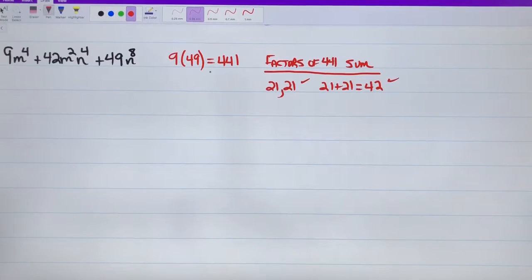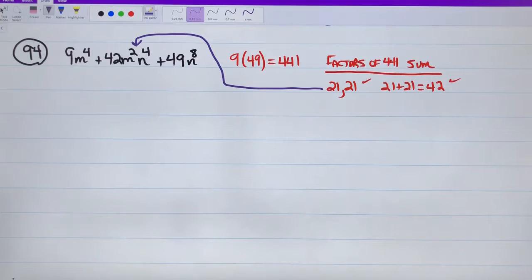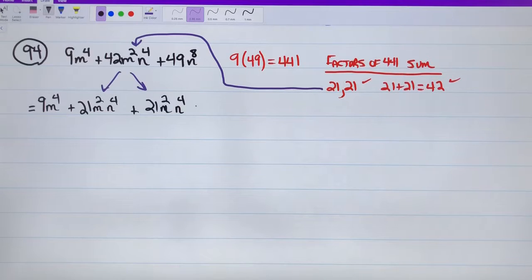So you got 21 and 21, and we can take these values and split up what we have for the middle term. Just rewriting, we have 9m to the fourth plus 21m squared n to the fourth, again 21m squared n to the fourth, and we have plus 49n to the eighth.